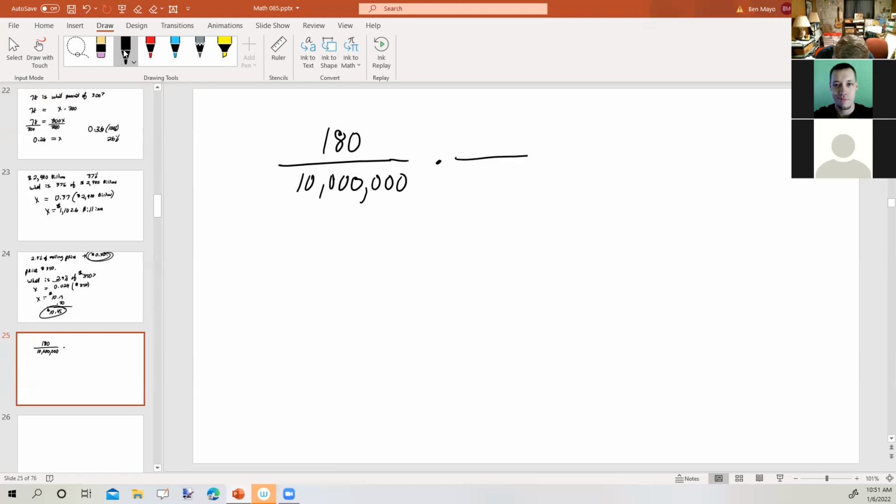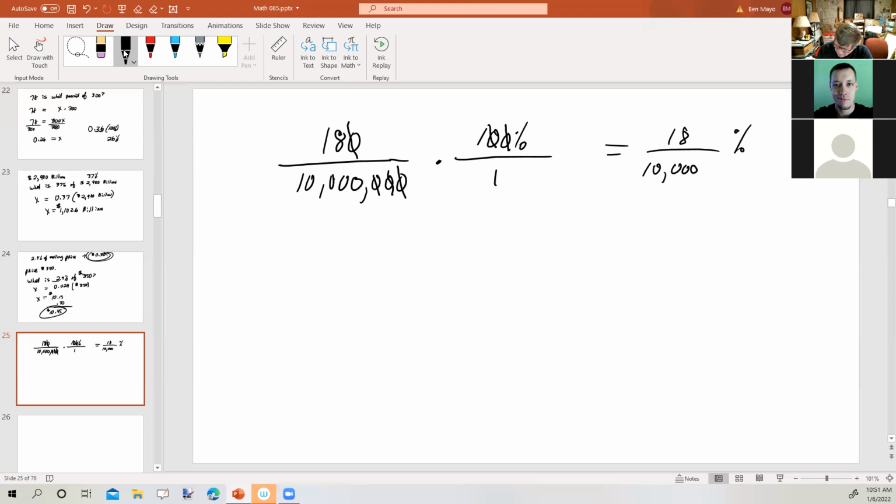So I'm going to multiply it by 100%. And I'm going to write it as 100% over 1. Now, I could reduce this down in the following way. I could divide the top by 10 and the bottom by 10, and repeat that. And now what do I have? I have 18 over 10,000%.